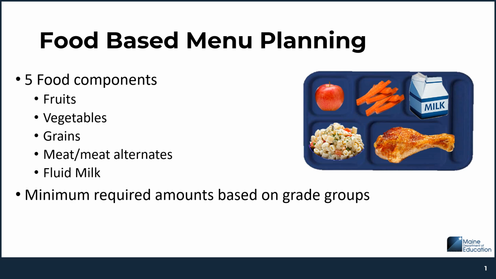School nutrition programs use food-based menu planning. Food components are foods that have been grouped together based upon their nutritional contribution to the diet. The 5 food components are fruits, vegetables, grains, meat alternates, and fluid milk. The meal pattern requires specific meal components to be offered in certain amounts to qualify as a reimbursable meal. Reimbursable meals allow a school to receive benefits, including reimbursement dollars for each meal served to a student, as well as USDA food entitlement dollars.